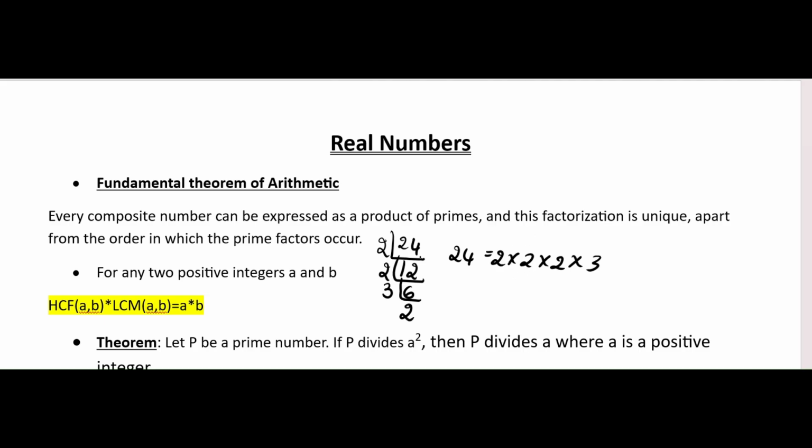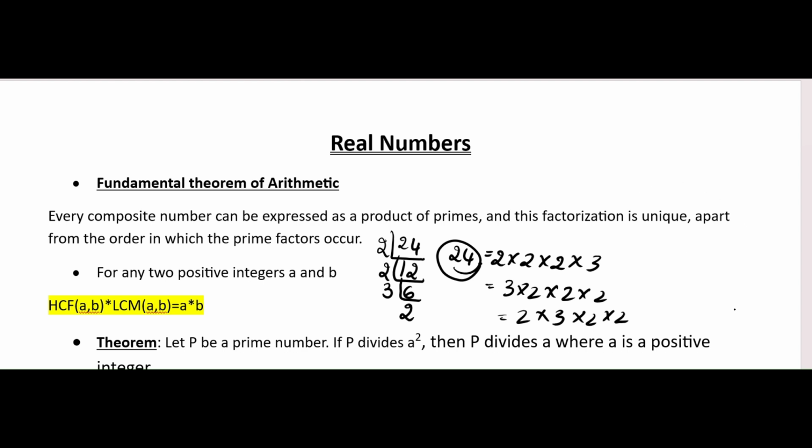So we can write any composite number as a product of primes, and this factorization is unique, correct? We can write 3 into 2 into 2 into 2, and nothing will change, correct? So it is unique apart from the order in which the prime factors occur. Next, for any two positive integers a and b, the HCF of a and b into the LCM of a and b is nothing but the product of a and b.